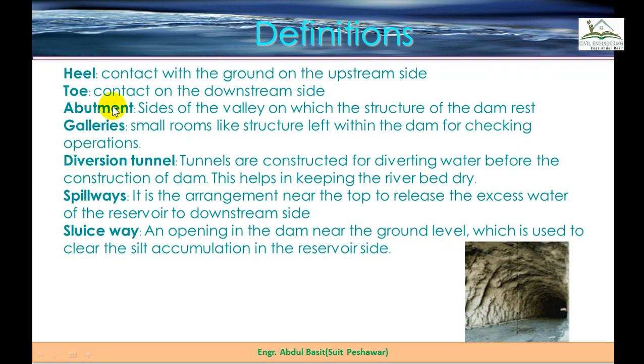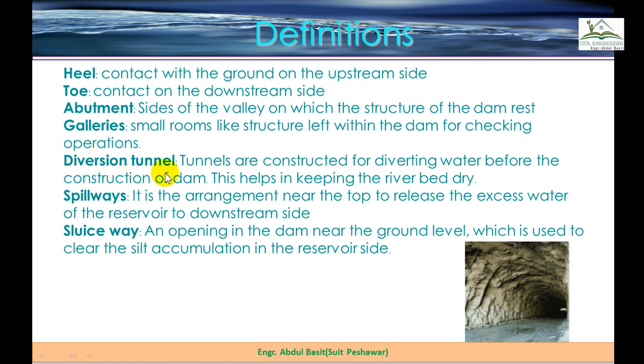We also have abutments and the diversion tunnel. These are not explained in this picture. Abutment actually refers to those structures which give us a conversion point of water on the dam, on the barriers. Let me show it to you practically in pictures, so that it will be more clear to you.